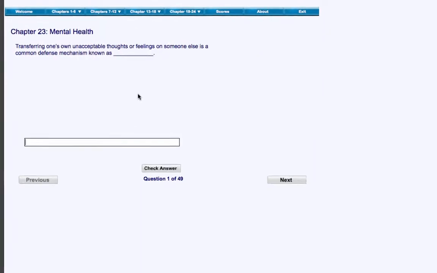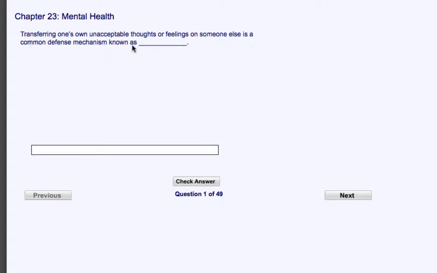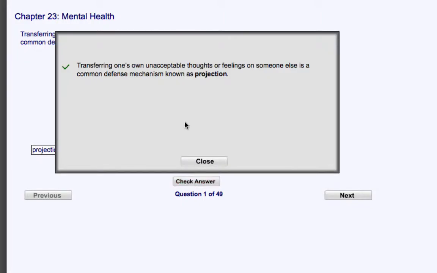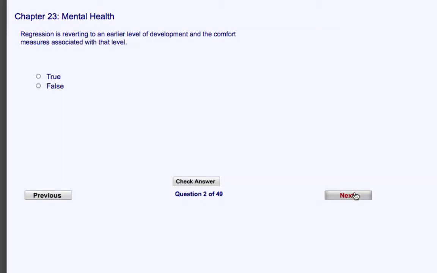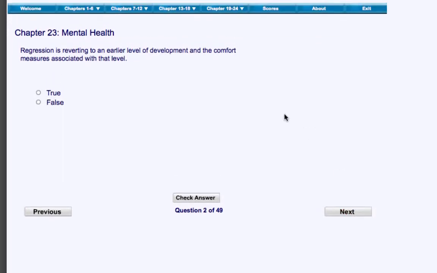So let's just take a look at this. Transferring one's own acceptable thoughts or feelings on someone else is a common defense mechanism known as, I actually know that to be projection, but I'll check my answer, and yes, it is. Projection is the correct answer. And then you click on through to the next one.